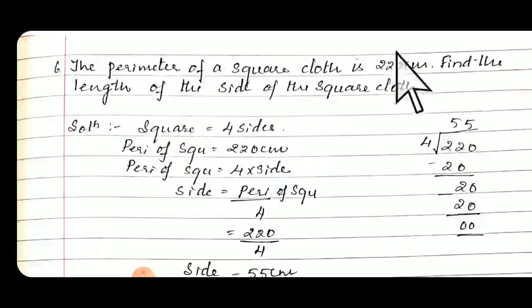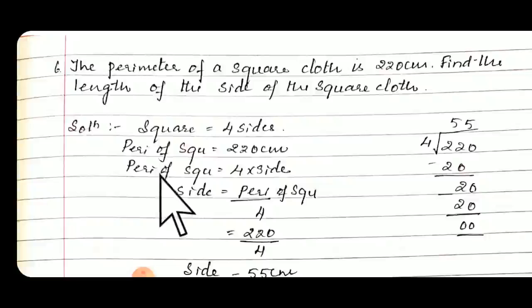See what they have given, perimeter. Perimeter itself is 220 centimeter. And what they said, square. If they say square, we have to find for 4 sides. If they say triangle, we have to find for 3. Square is equal to 4 sides. Perimeter of a square is equal to 220 centimeter.